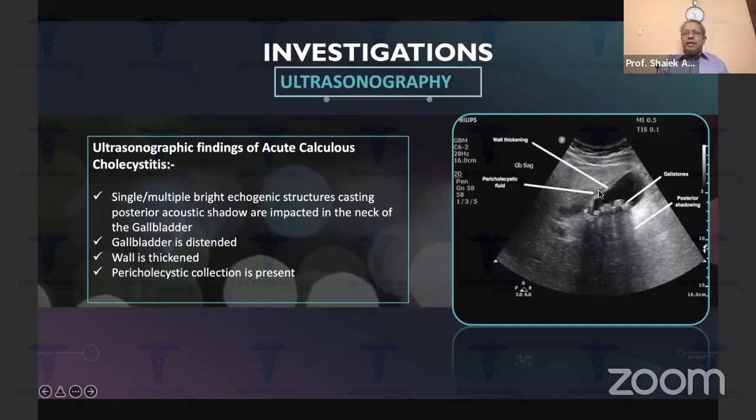That indicates there is inflammation and exudation. That exudate fluid is accumulated in the liver bed. That can be detected by ultrasonography, and the diagnosis is 100% confirmed that the patient has acute calculus cholecystitis. So ultrasonography is very important.